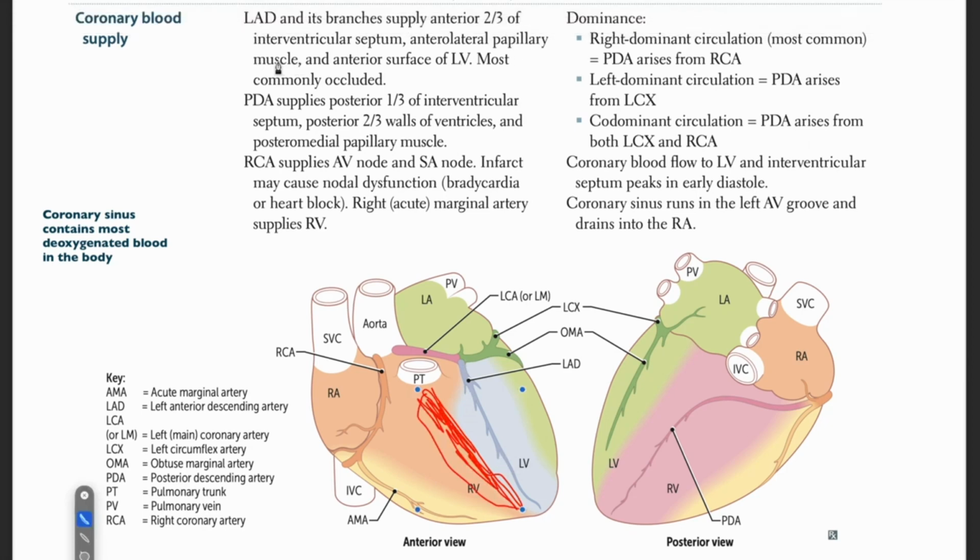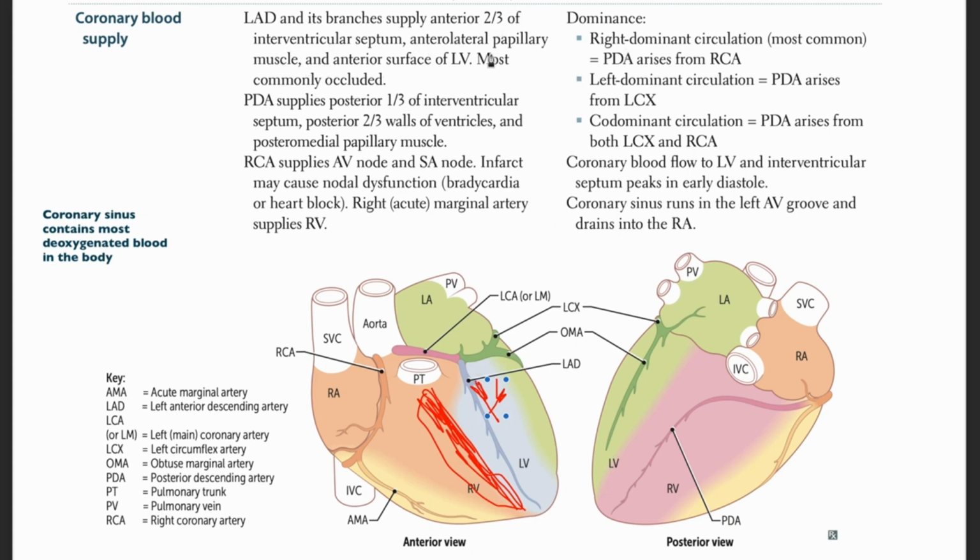Anterolateral papillary muscle is supplied by that too. Those are the ones that support the valves, right? So it's the one that looks like this around the valves. So these are like your papillary muscles around the valves. Anterolateral papillary muscles and anterior surface of the left ventricle.